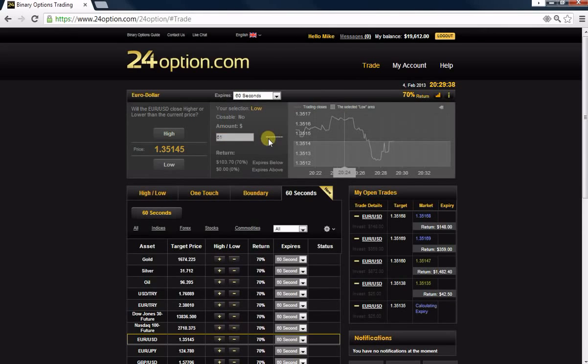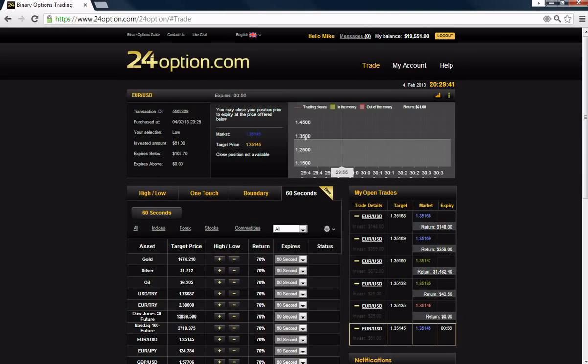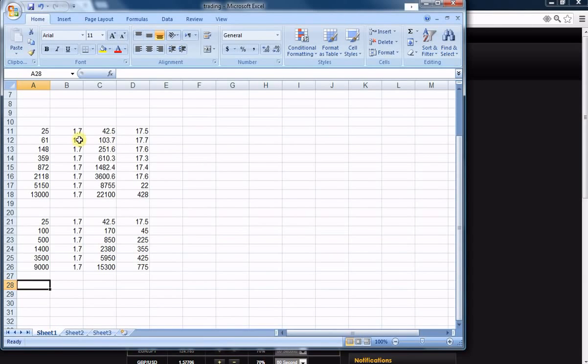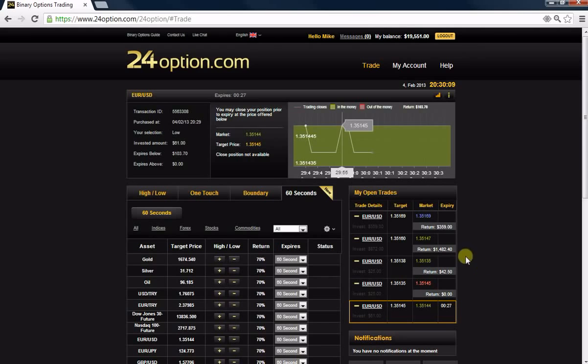Okay, looks like we lost that trade, so we got the $61 ready. Again, the $61 at 70% returns gives us a profit of $103.70. Taking into account the original $25 investment and the $61, that's an $86 investment with a return of $103.40. That's a profit of $17.40. So looks like this one's kind of hovering around.